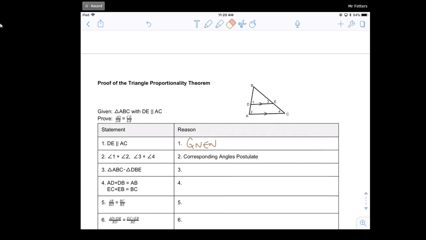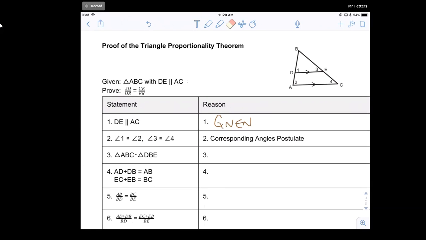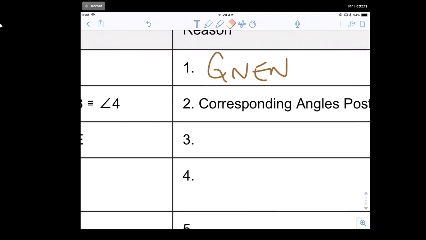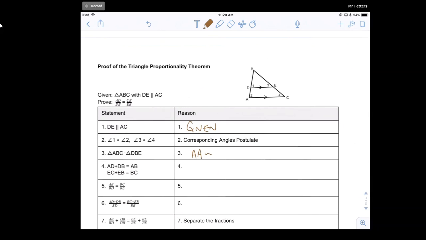And from that, I can say that triangle ABC, the big triangle, is similar to triangle DBE. And you have to think back about how we can prove triangles are similar. And I just proved that two angles are congruent. So this is the angle-angle similarity postulate, which says if two angles of one triangle are congruent to two angles of another triangle, then the triangles are similar.